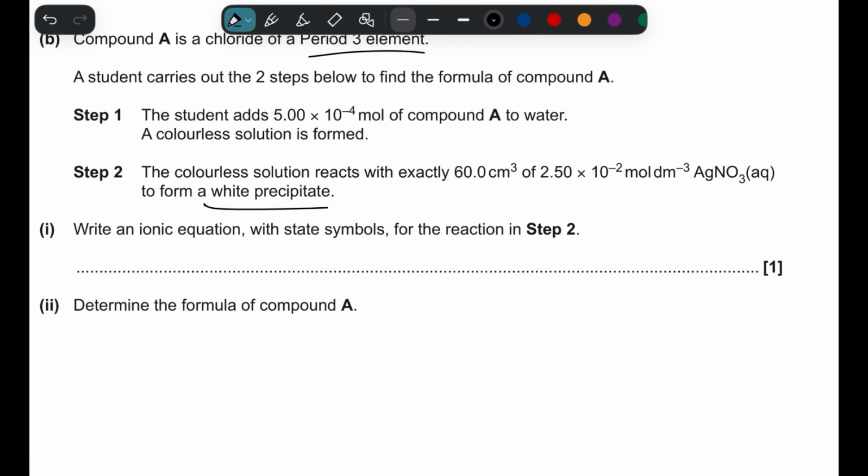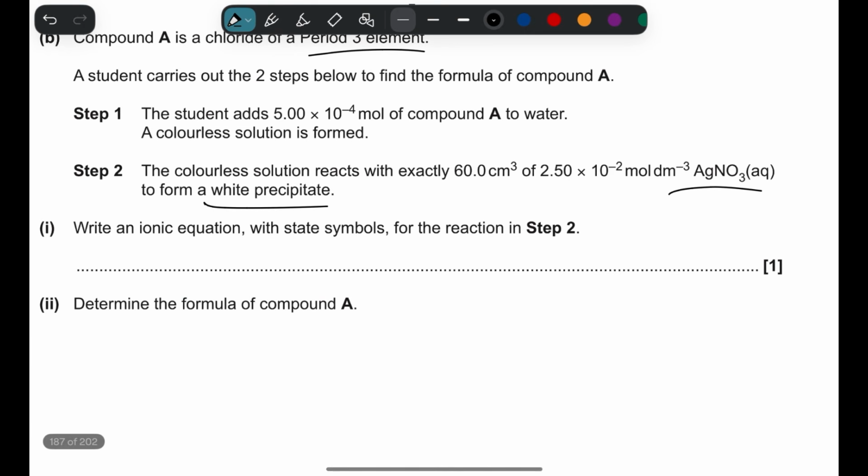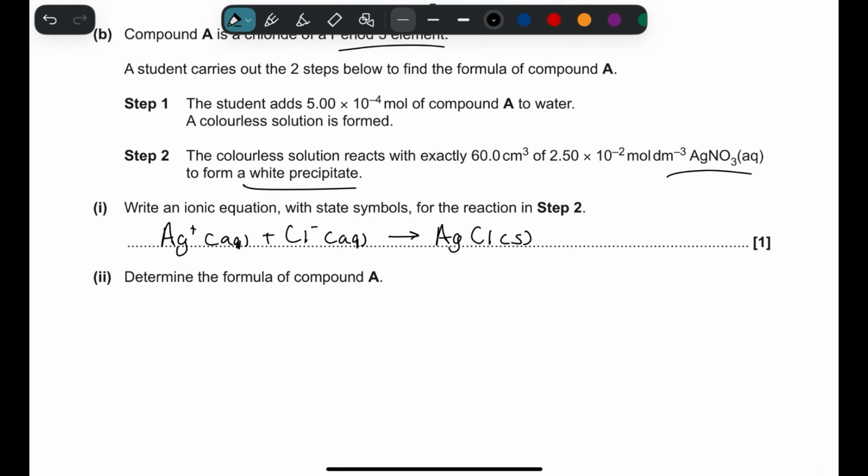So in step 2, they're saying we're forming a white precipitate with your silver nitrate, which is obviously going to be silver chloride. So when we're writing the ionic equation, this is one that you should just know anyway. You can suss it out through this, but really you should know. This is Ag+ (aq) plus Cl- (aq), which goes to form the solid precipitate, silver chloride. And because it's a precipitate, it's solid. Cool. But that's an equation that I just recommend learning.